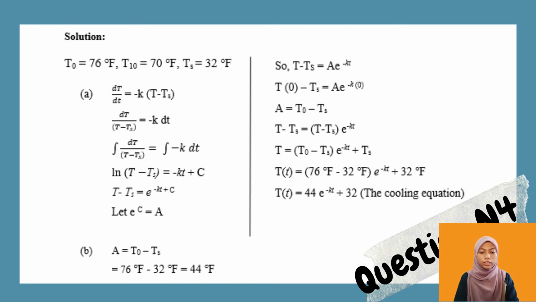For question B, we are asked to find the value of A. The value of A equals T0 minus Ts, the temperature of the surrounding. So we get 76 minus 32, which equals 44 degrees Fahrenheit.